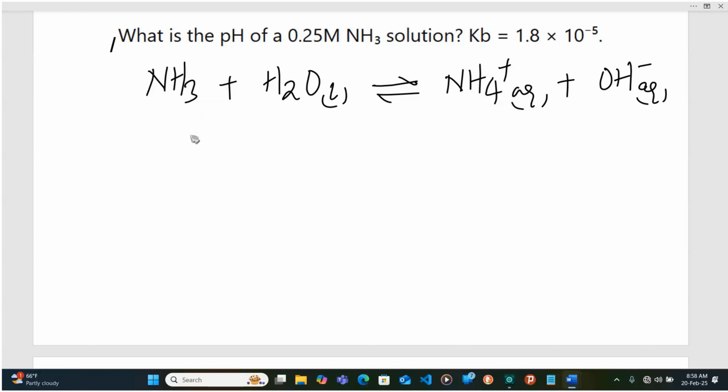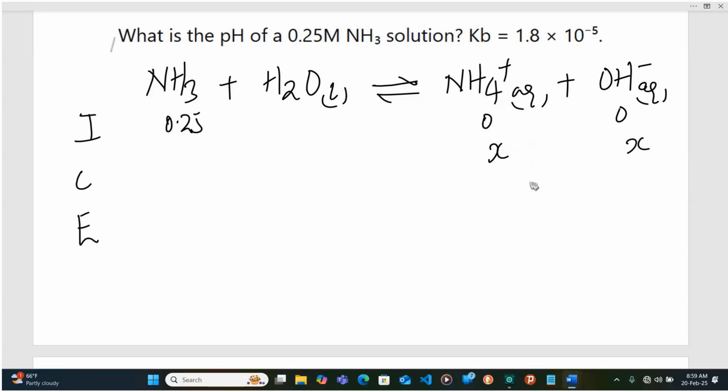When we look at this, we are told that initially we are going to use ICE tables. So let's put our concentration initially for ammonia as 0.25. This we don't count, because it doesn't contribute in the equilibrium calculations. So what is here is 0 initially, and that is 0 initially. So what if we form X moles of hydroxide ions?